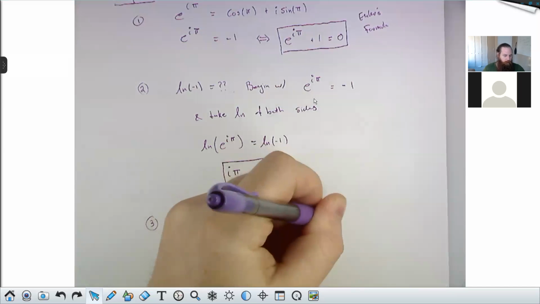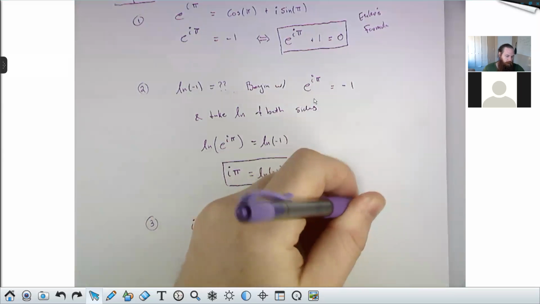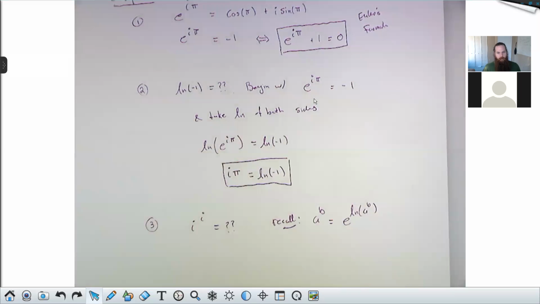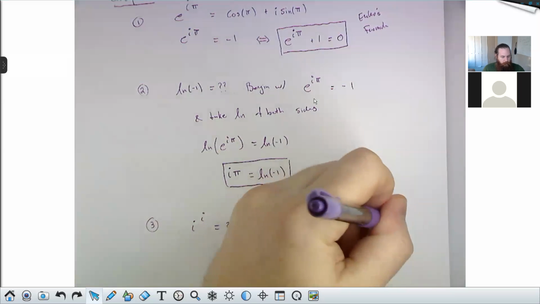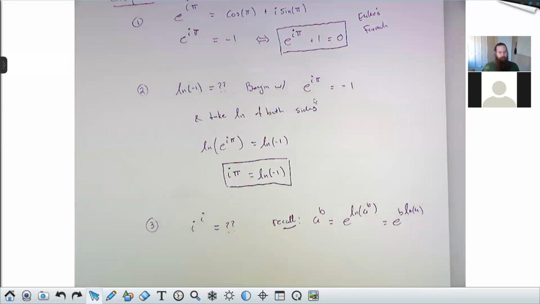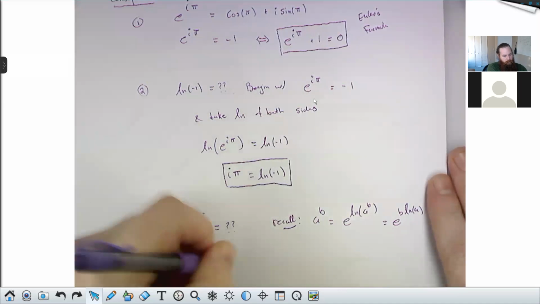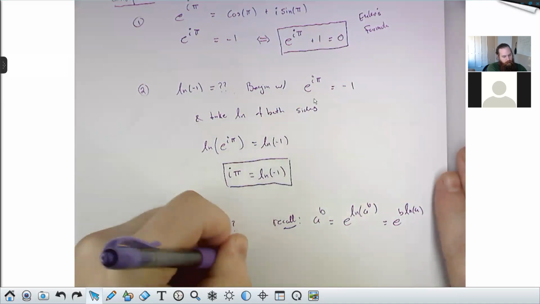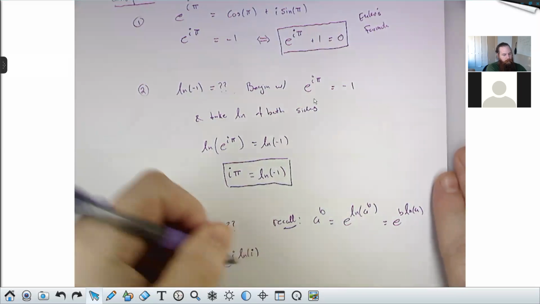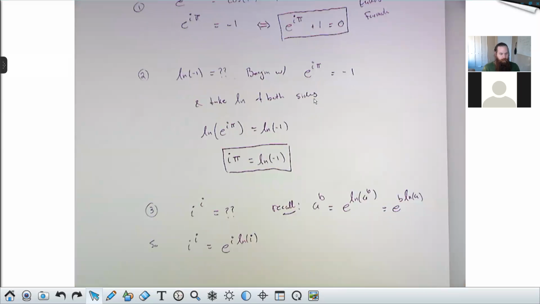Recall that in general, a to the b is the same as e raised to the natural log of a to the b, because anything e to the log of stuff is just that stuff. But now by rules of logarithms, this is e to the b times the natural log of a. So i to the i is e raised to the i times the natural log of i. Well, I need to know what the natural log of i is to proceed.